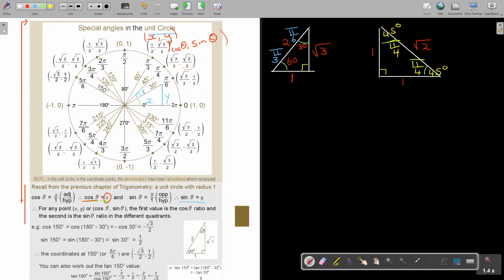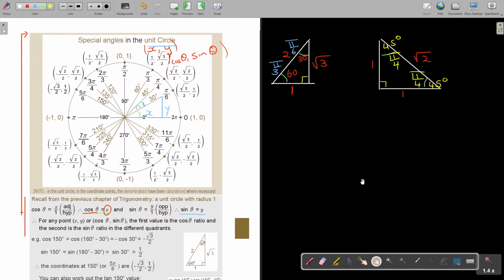So this one is for the 30 degrees and 60 degrees, and this is for the 45. And there are your different pi's. Okay, now let's start. This is pi over 4.